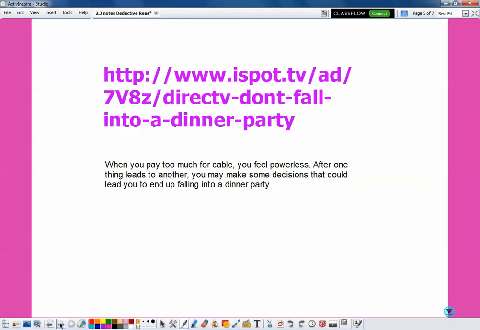Our other law is the law of syllogism, and we're going to look at a video to show you an example.